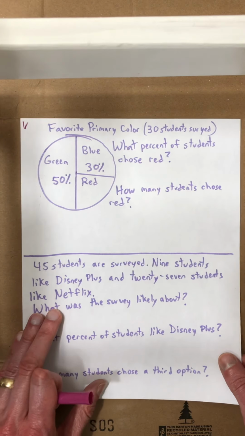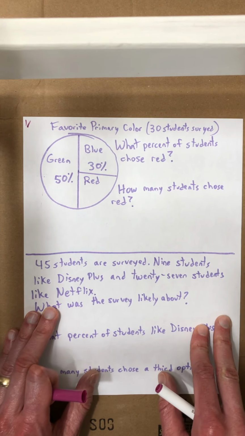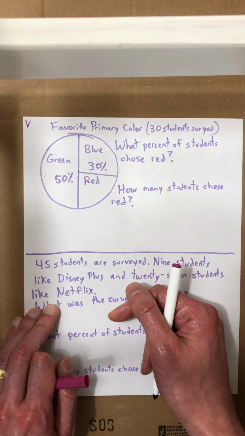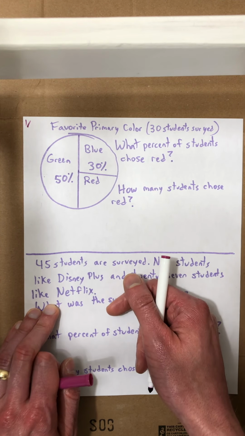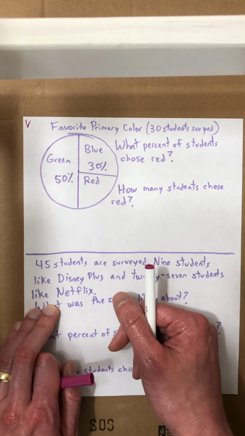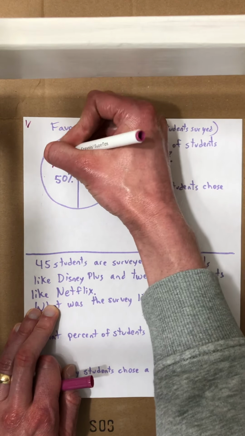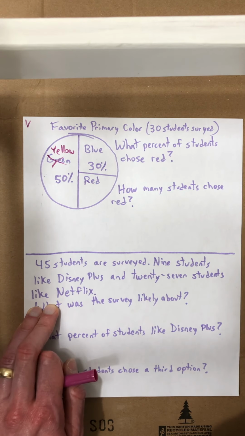Our next question here is about favorite primary colors. So clearly, very interesting survey topics here. There was 30 students surveyed, and they got to be asked what was their favorite color, if it's blue, green, or red. Now, it's worth pointing out that green is actually not a primary color, so they should have probably been asked about yellow instead, which is a very popular color, clearly.